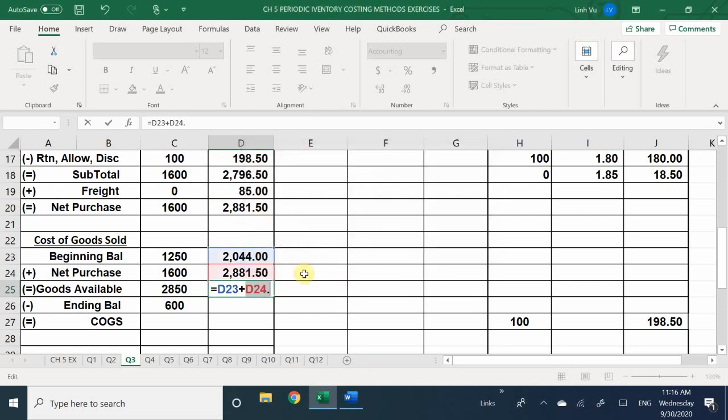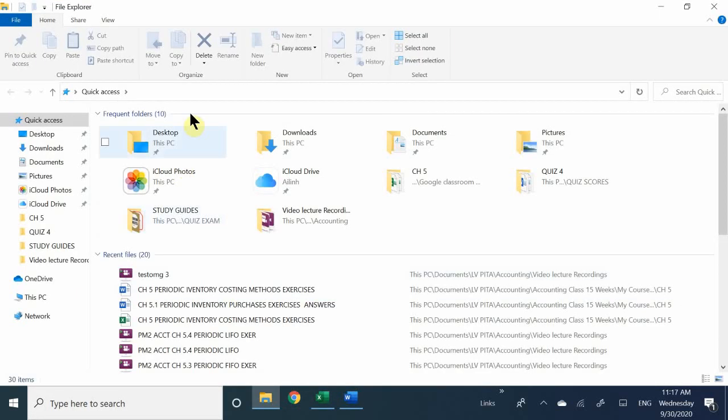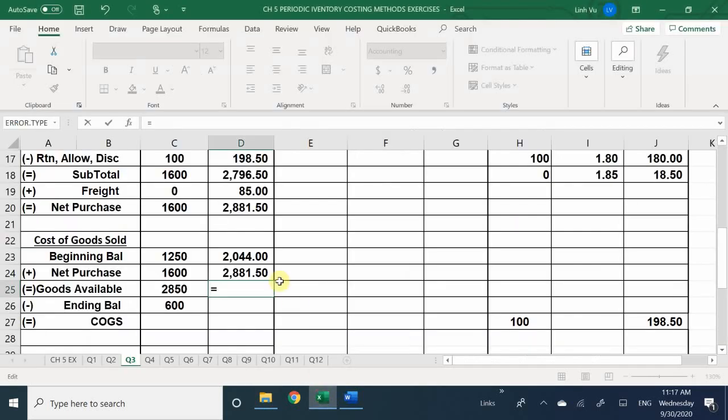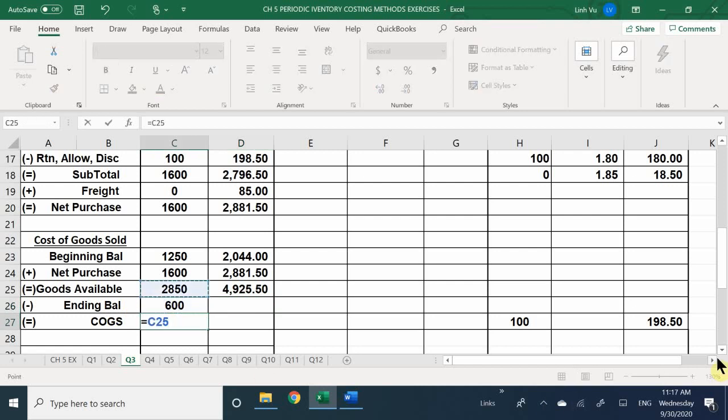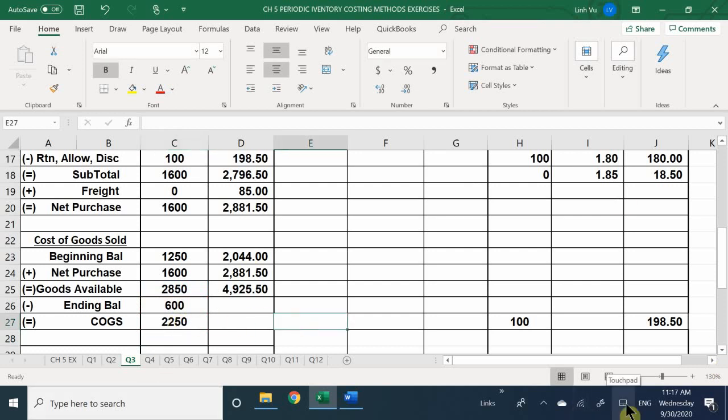cancel. Let's redo that formula. Okay, let me clear out the cell. There you go. And I'm going to redo my formula. So it's going to be this plus this to give me a grand total of $4,925.50. Since I know I have my ending balance to be 600, I am going to subtract those numbers. So I sold a total of 2,250 items.